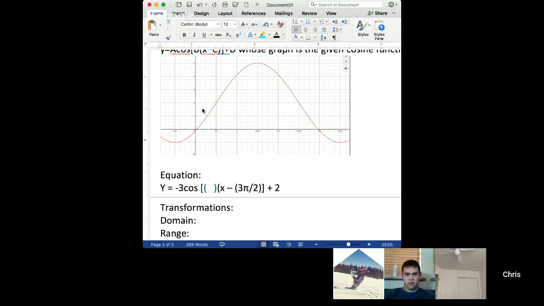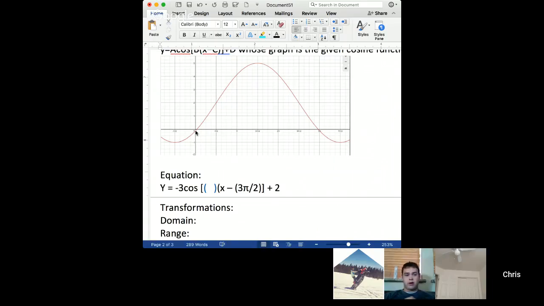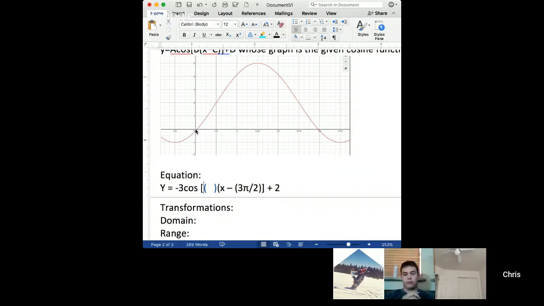Okay, so 3 is a stretch, right? So wouldn't it be -5 cosine because we're going up to 5? That would stretch the frequency up to 5. I think it'd be -3. But I think it'd be -5 cosine and then -1 for the frequency.